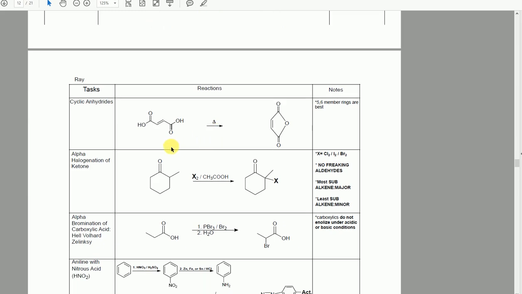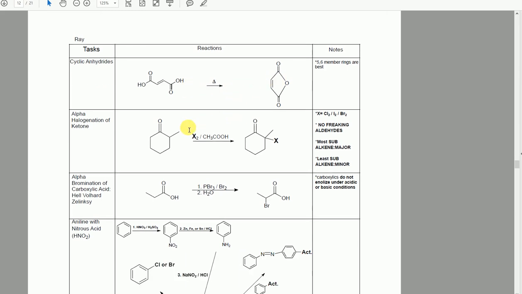All right. This is the formation of a cyclic anhydride. So we have two carboxylic acids on one chain like this, and heat will cause this one to come and attack right here, kick this up, and then it'll come back down and get kicked off, and we'll form the anhydride structure.